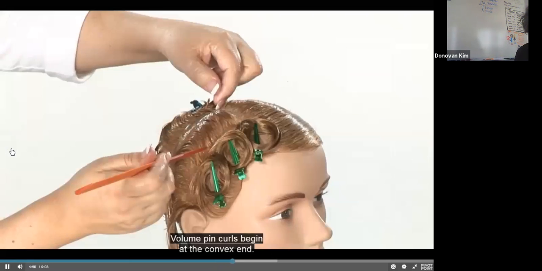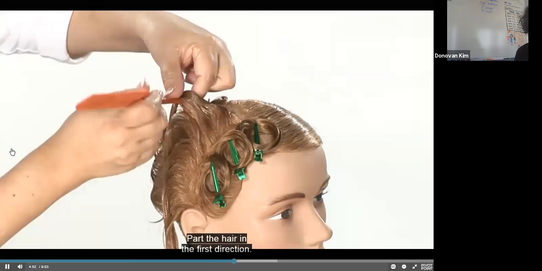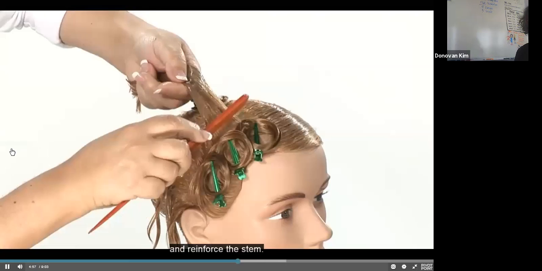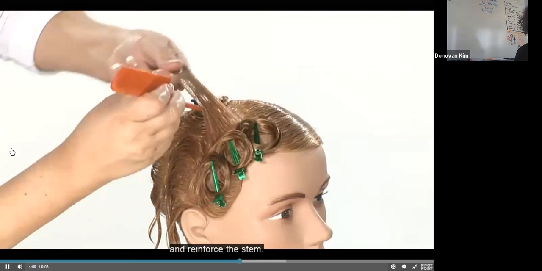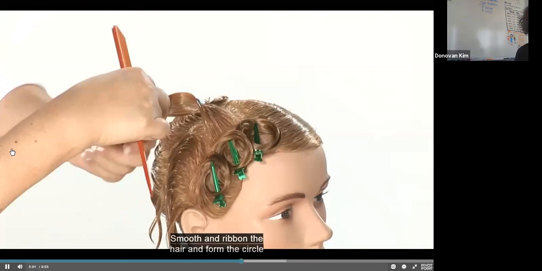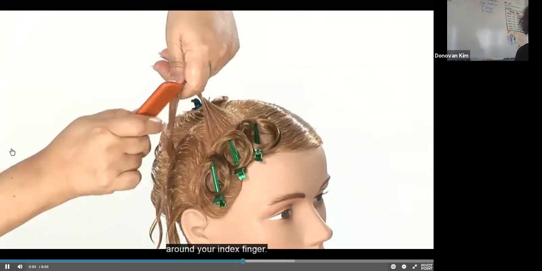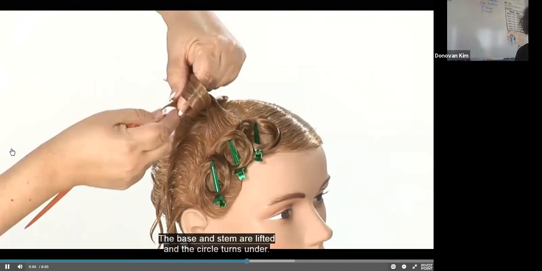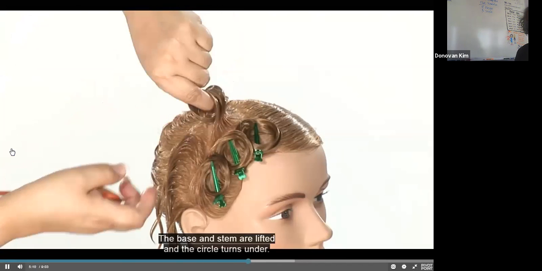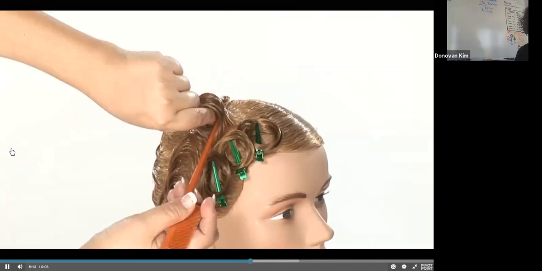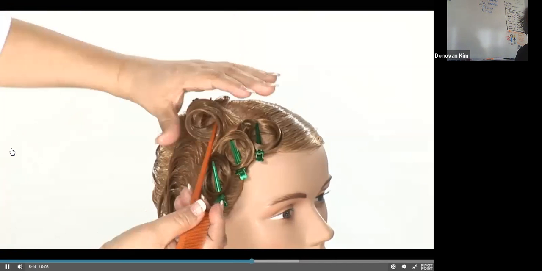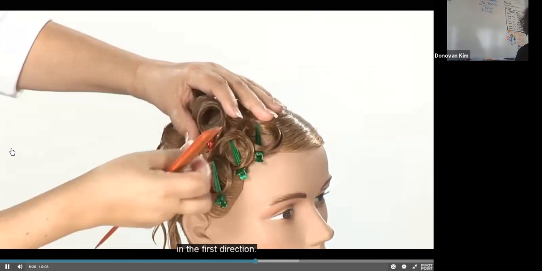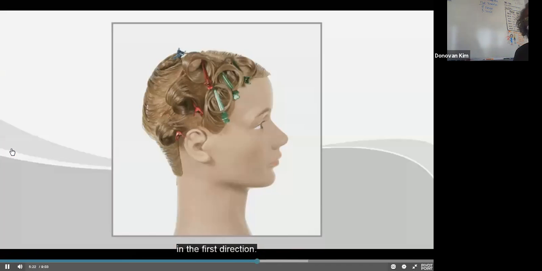Part the hair in the first direction. Distribute the hair into your palm, then use the tail comb to lift the base and reinforce the stem. Smooth and ribbon the hair and form the circle around your index finger. Volume pin curls are used to create fullness. The base and stem are lifted and the circle turns under. Secure the volume pin curl inside the circle in the first direction. Repeat the same techniques to complete the shape.